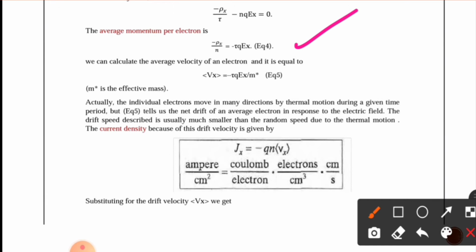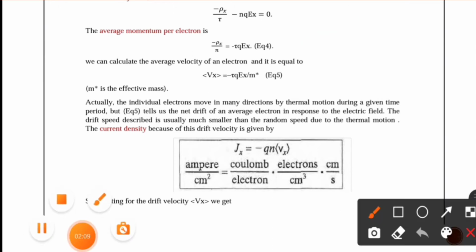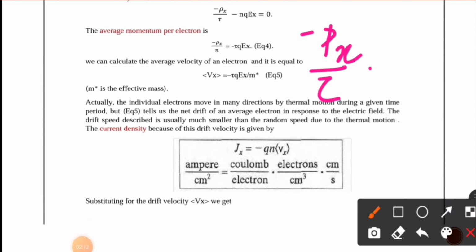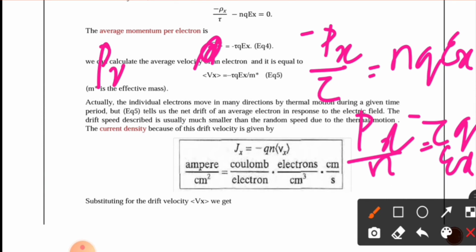Okay, here one mistake is there. Here minus is not there. Just consider that. If you are taking this equation, minus px by tau is equal to nqex, we need px by n. Px by n is equal to minus tau qex. So here minus is not there. This is just px by n. Px by n is equal to minus tau qex.